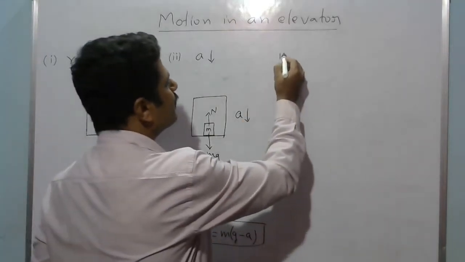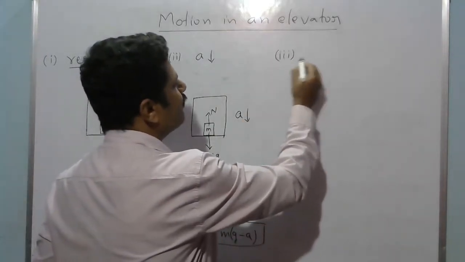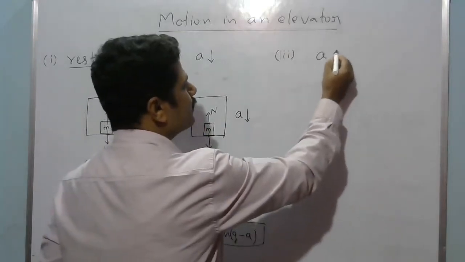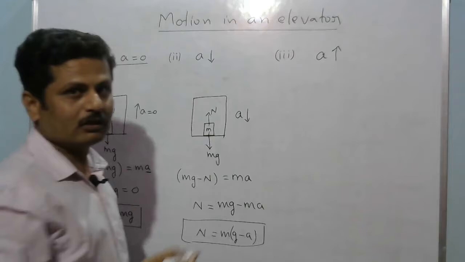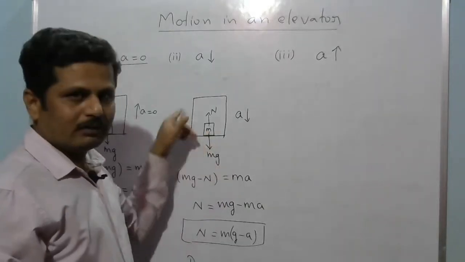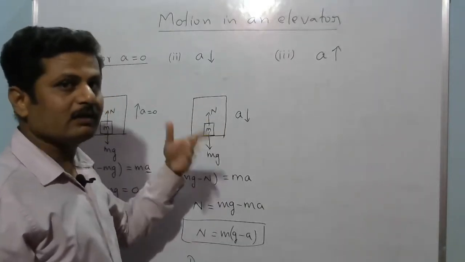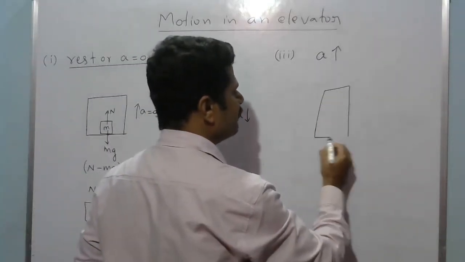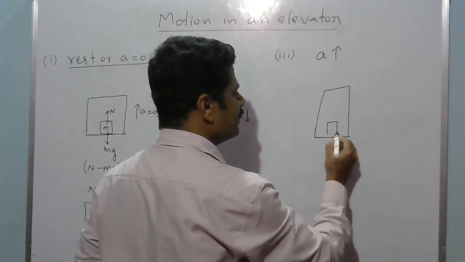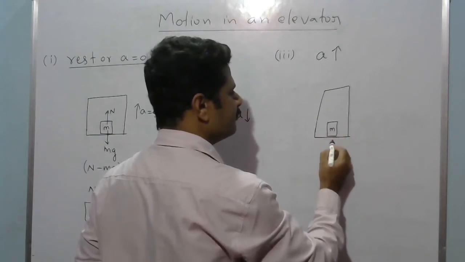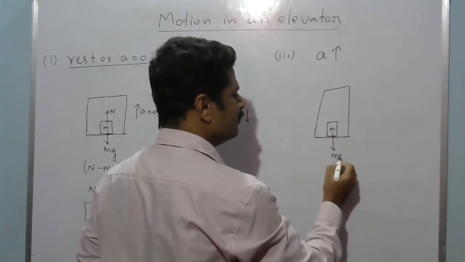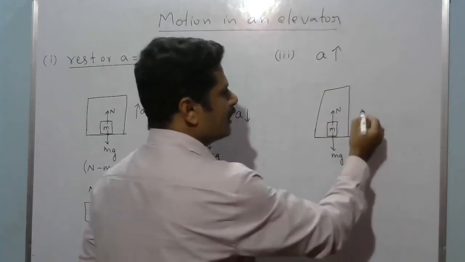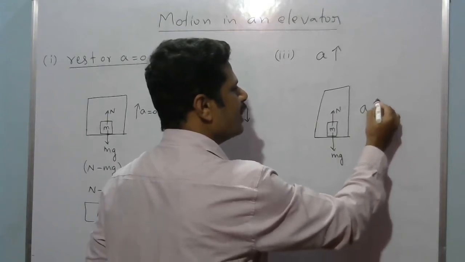Now let me go for the third condition. If the elevator is having uniform acceleration in the upward direction, suppose this same elevator was going up, then what will happen to the weight of the body present inside the elevator? Let us see. Let me consider this is the elevator, and inside the elevator we have a mass m. When we draw the free body diagram, we get the weight of the body acting in the downward direction, and the normal reaction acting in the upward direction. Now this elevator is moving in the upward direction.